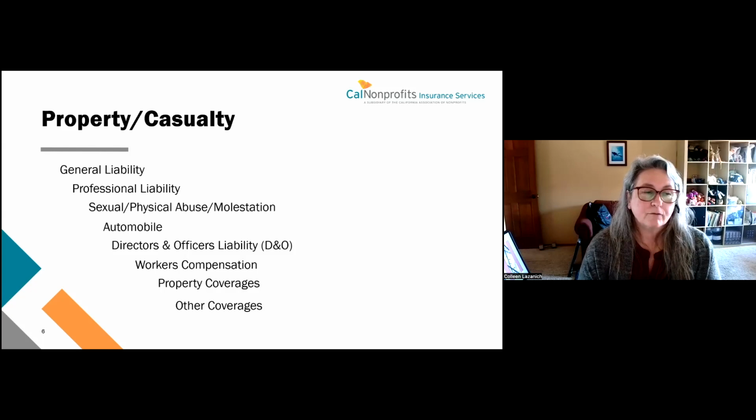The third kind of coverage that comes into place is as soon as you have any employees or anyone paid, whether you call it a stipend or a payroll, it puts you under the regulatory requirement to carry workers' compensation insurance.